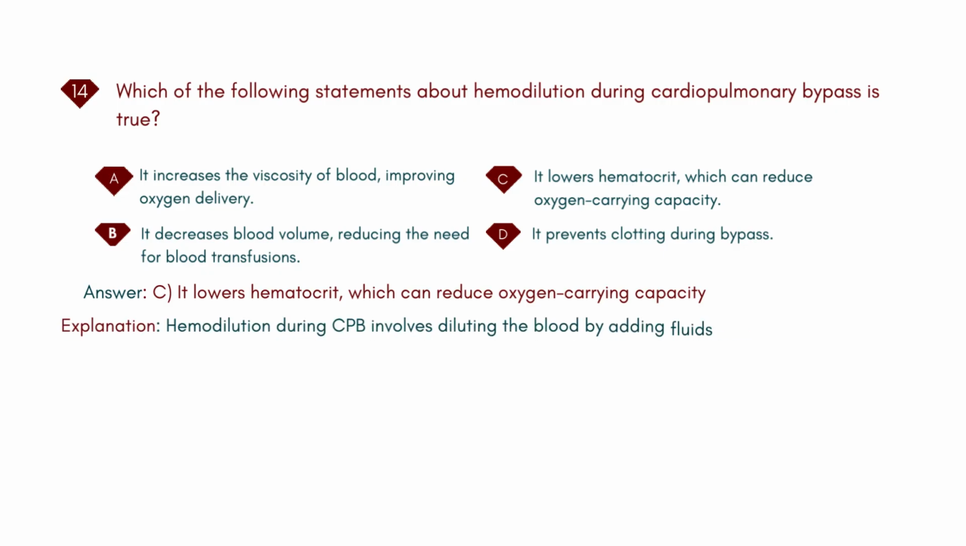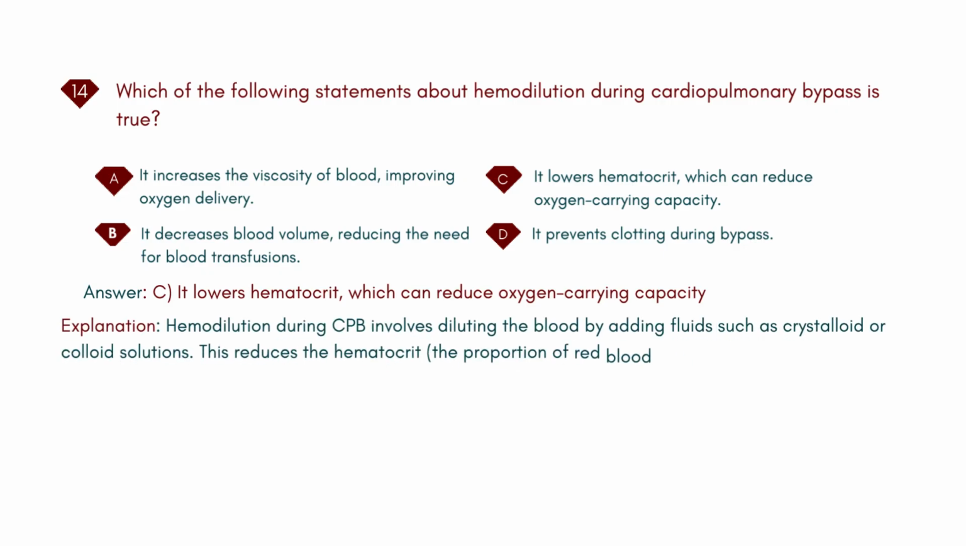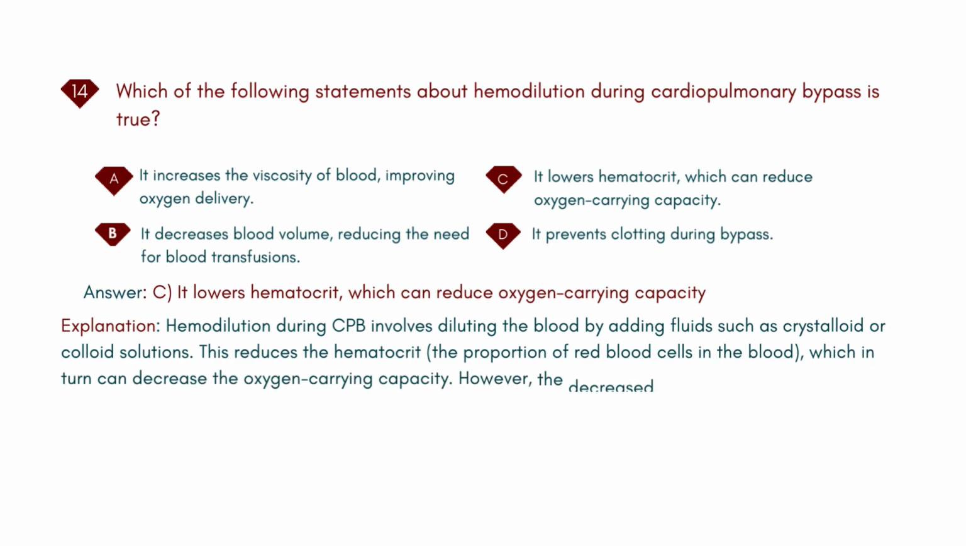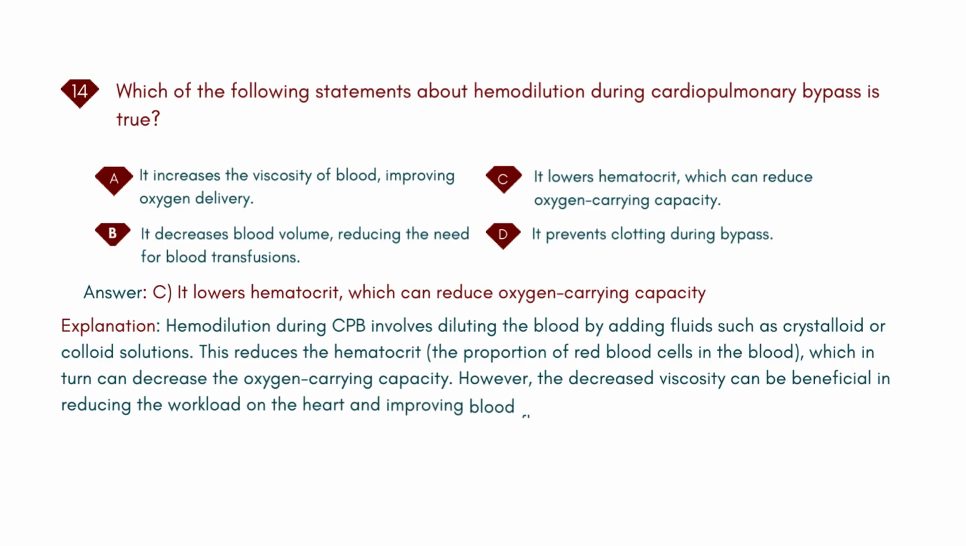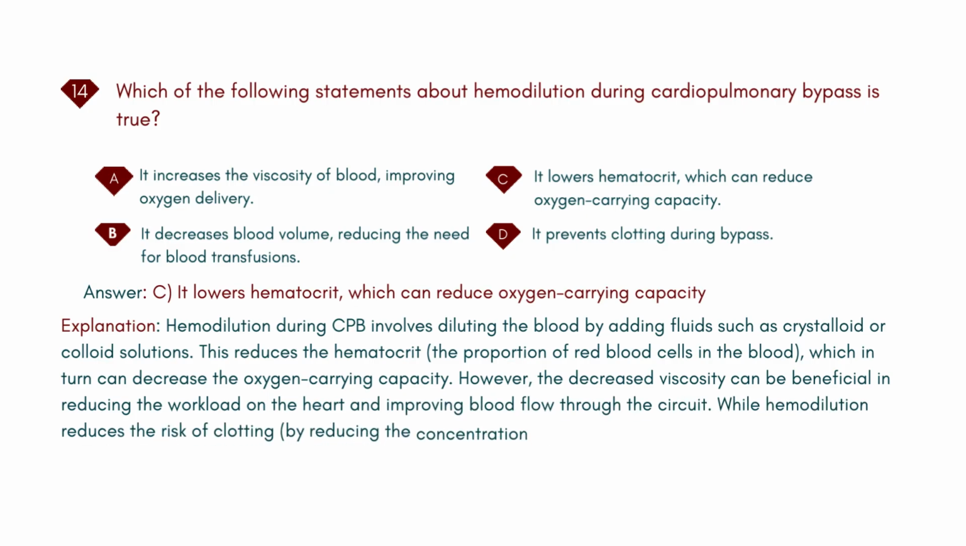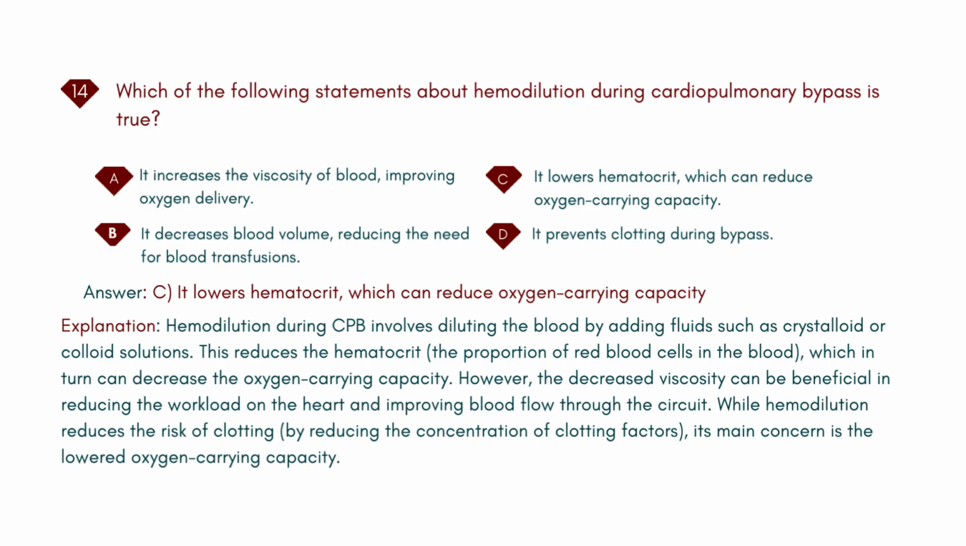Explanation: hemodilution during CPB involves diluting the blood by adding fluids such as crystalloid or colloid solutions. This reduces the hematocrit, the proportion of red blood cells in the blood, which in turn can decrease the oxygen carrying capacity. However, the decreased viscosity can be beneficial in reducing the workload on the heart and improving blood flow through the circuit. While hemodilution reduces the risk of clotting by reducing the concentration of clotting factors, its main concern is the lowered oxygen carrying capacity.